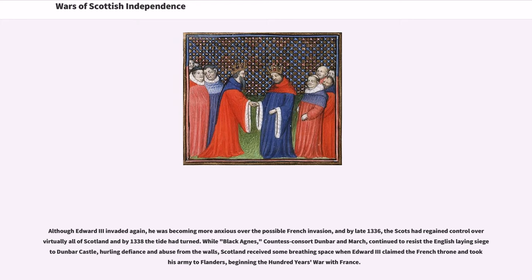While Black Agnes, Countess Consort Dunbar in March, continued to resist the English laying siege to Dunbar Castle, hurling defiance and abuse from the walls, Scotland received some breathing space when Edward III claimed the French throne and took his army to Flanders, beginning the Hundred Years' War with France.